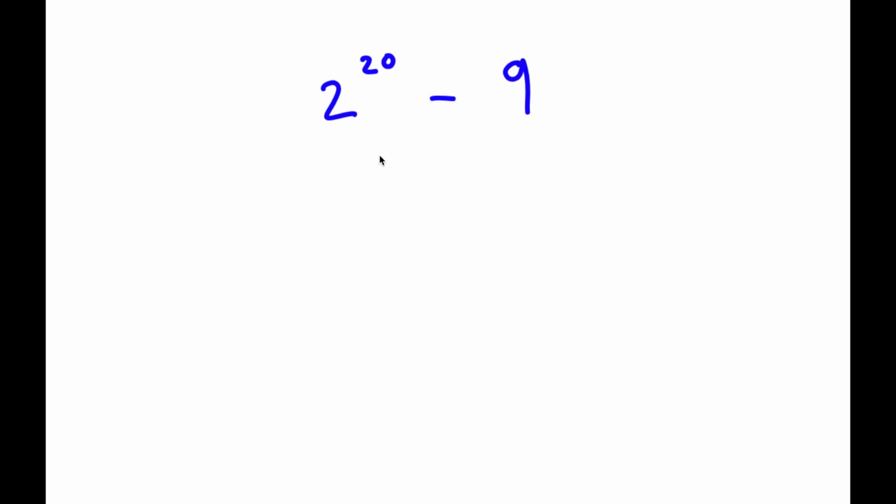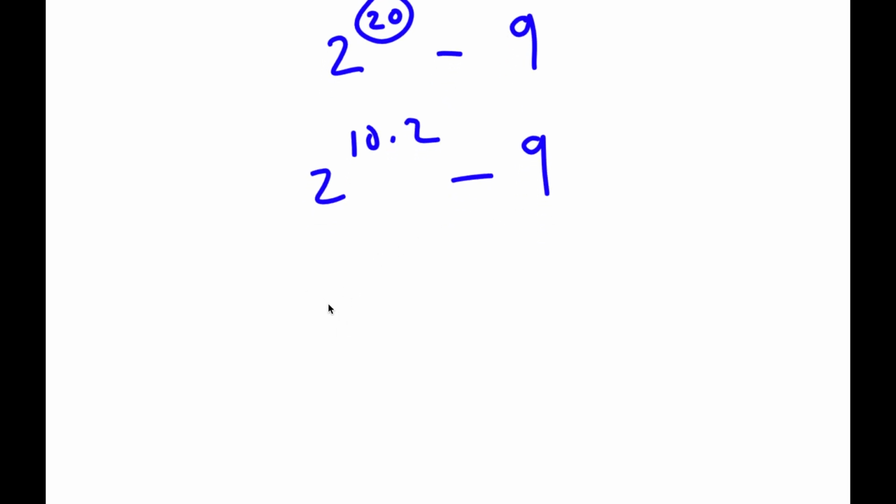Alright, so in this problem, I have 2 to the power of 20 minus 9. So the first thing I'm going to do is rewrite 20 here as 10 times 2. So now I have 2 to the power of 10 times 2 minus 9. Now, if I have something in the form a to the power of m times n, this is equal to a to the power of m to the power of n.